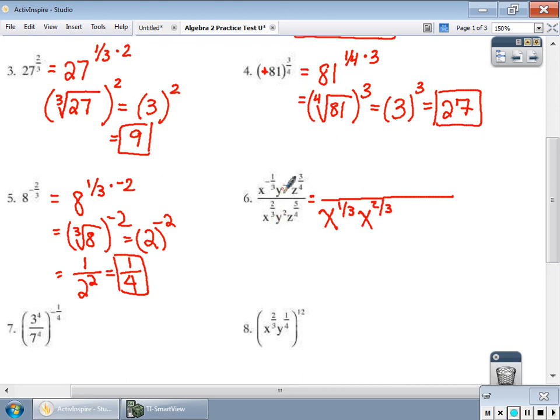Y to the negative 4th on top wants to come down, becomes y to the positive 4th. Y to the 2nd on the bottom stays. This is a y to the 2nd. That's a weird y. I almost wrote it too. Z to the 3/4 on top stays there. And then z to the 5/4 on the bottom stays there.